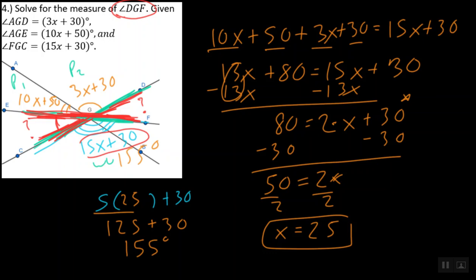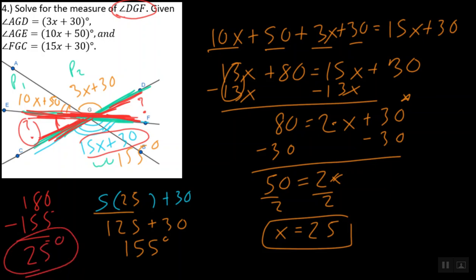And so if that whole angle is 155 degrees, all I have to do is subtract that from 180, and that will actually give me this missing angle right here, and 180 minus 155 is weirdly 25 degrees. So it's not often that your x value will equal your actual answer, but hey, that's pretty strange.